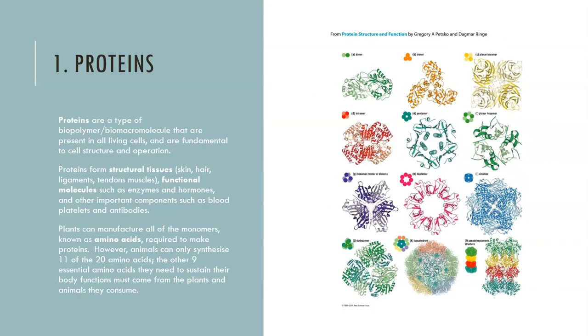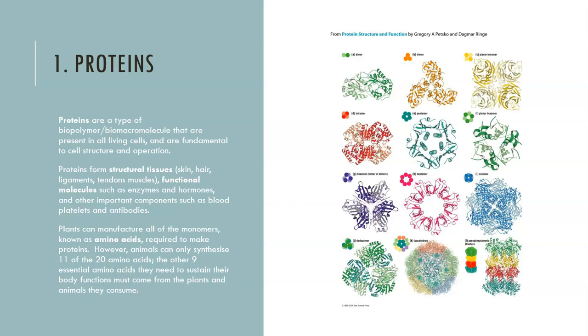So proteins are a type of biopolymer or biomacromolecule, meaning they are very large, that are present in all living cells. Okay, they're fundamental to cell structure and operation, and they pretty much are responsible for carrying out all the processes in our body. They form structural tissues. They can also form functional molecules such as our enzymes and receptors in our body that allow us to regulate body functions.